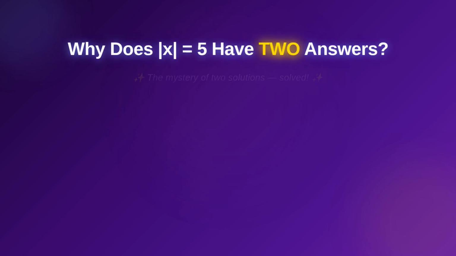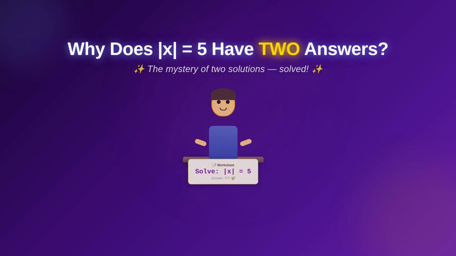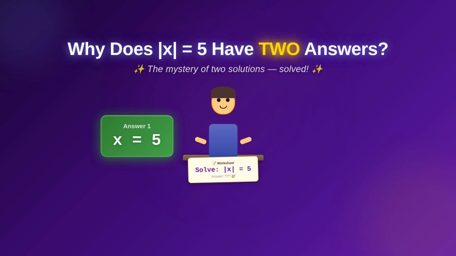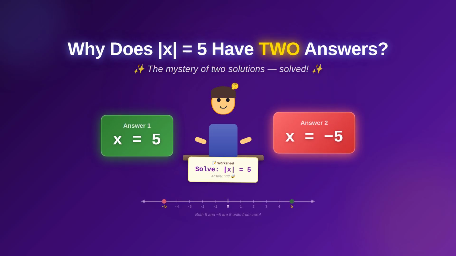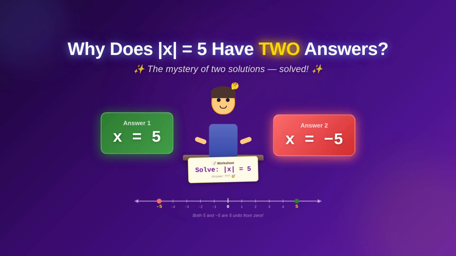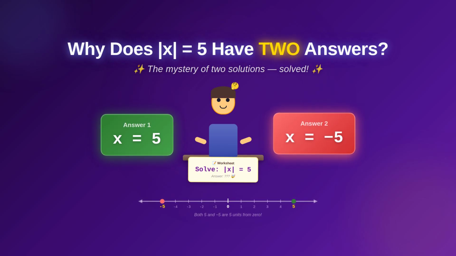Meet Maya. She's in 7th grade, sitting at her kitchen table, staring at a math problem that seems totally broken. Her worksheet says, solve the absolute value equation, and when she checks the answer key, there are 2 answers. 2! How can one equation have 2 right answers?